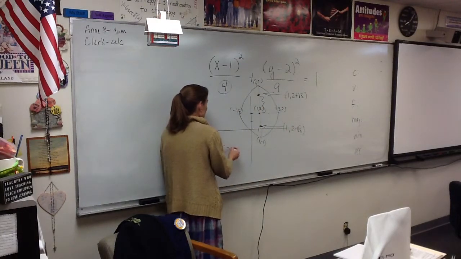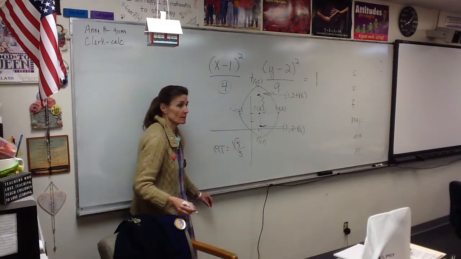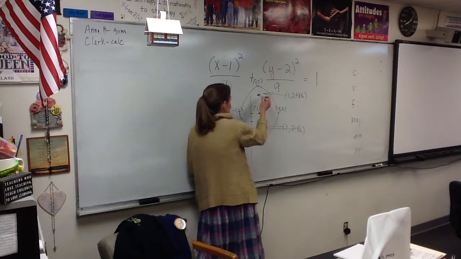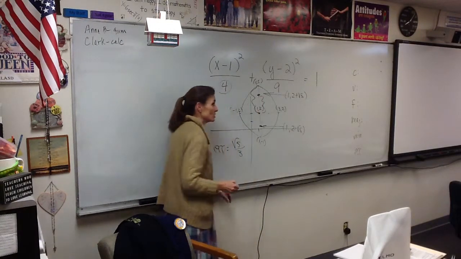What's our eccentricity? Root 5 over 3. It's this distance, root 5, over this distance, which is 3.